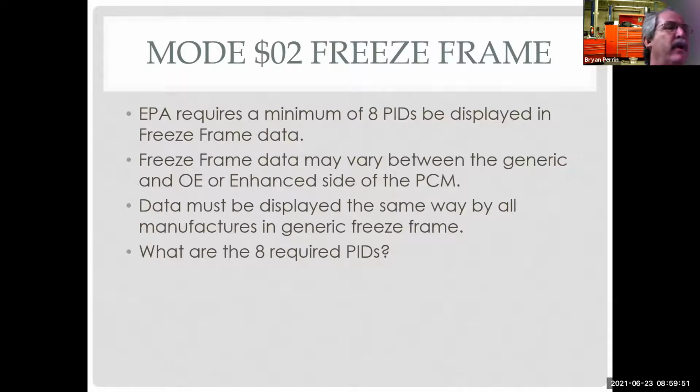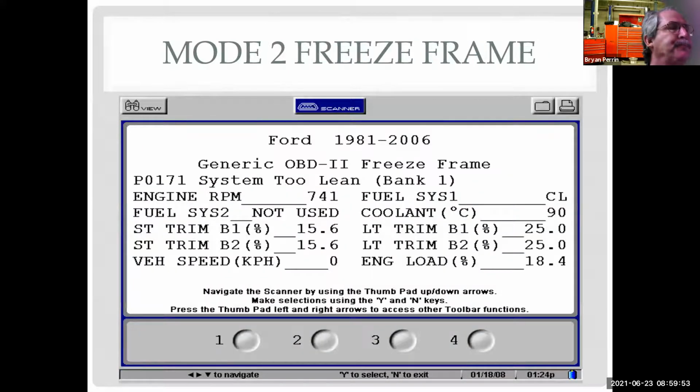What are the 8 required PIDs? Well, I talked about them yesterday. They are my DTC, my engine RPM, my fuel system, open or closed loop, my coolant temperature, my fuel trim, short-term and long-term. If I have 2 banks, I'd see it for both banks, my engine speed, and my engine load or calculated load. So on this vehicle, I can see I'm idling and I'm not really moving. I got 0 miles an hour and I'm at 18% load, so I might even be in park here.